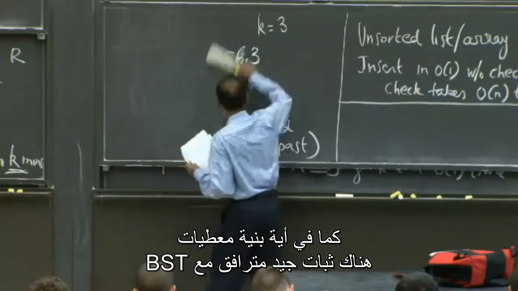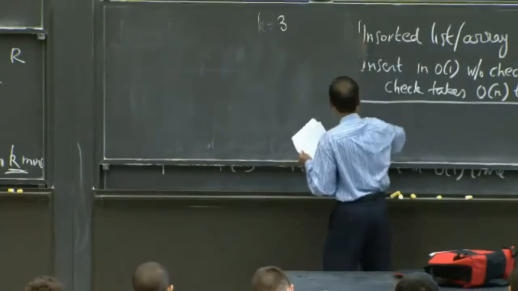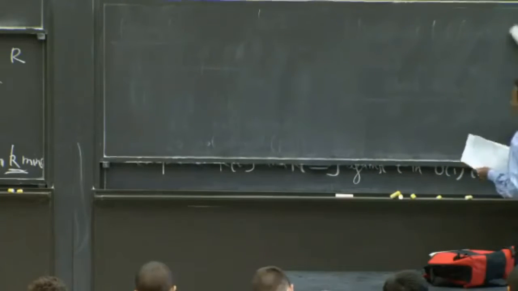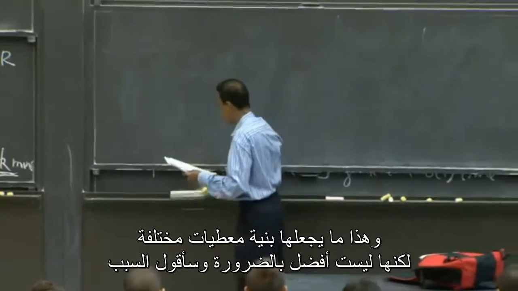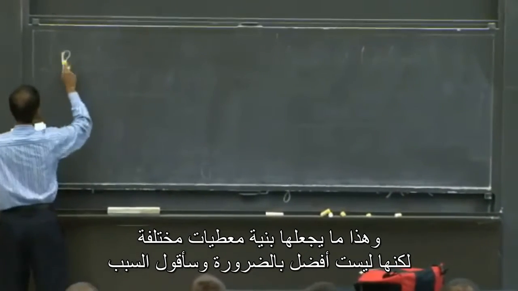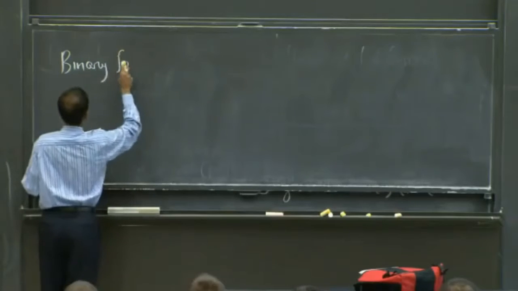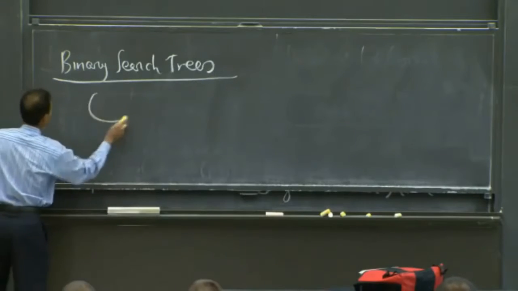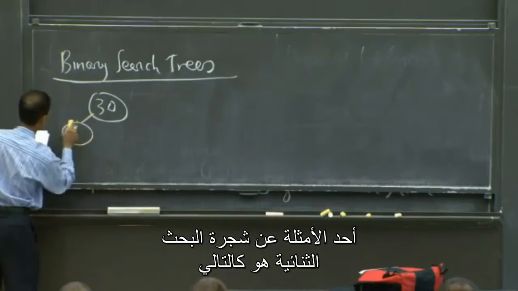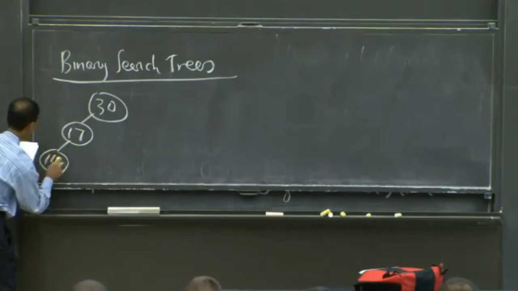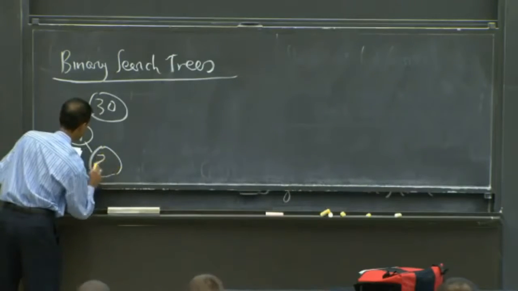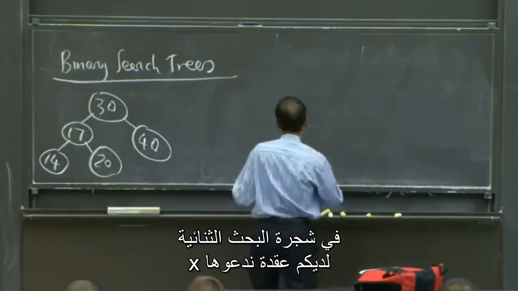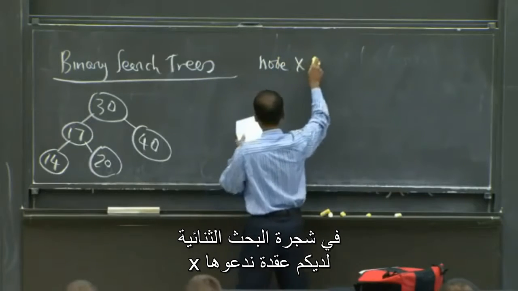As with any data structure, there's a nice invariant associated with BSTs. The invariant is stronger than the heap invariant. And essentially, that makes them a different data structure, not necessarily a better data structure. And I'll say why, but different. For this problem, they're better. So one example of a binary search tree looks like this. And it's a binary tree. You have a node, and we call it X.